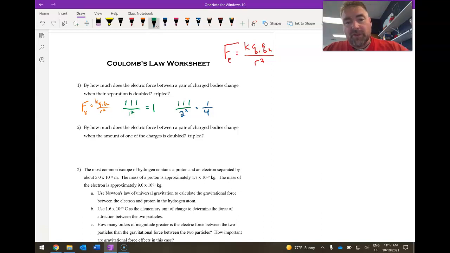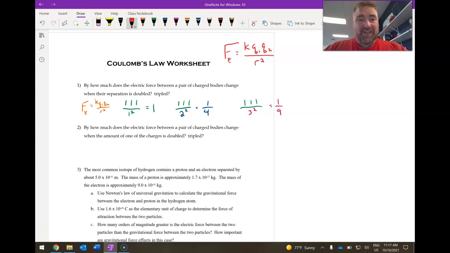Now, if we triple it, we go 1, 1, 1, because we didn't change the K, the Q1, Q2. But now our distance is tripled, so don't forget to square it, which is going to be 1/9 as much. So it's an inverse square relationship. If you double the distance, it's going to be a quarter of the force. Triple it, 1/9. Quadruple, it'll be 1/16, and so on and so forth.